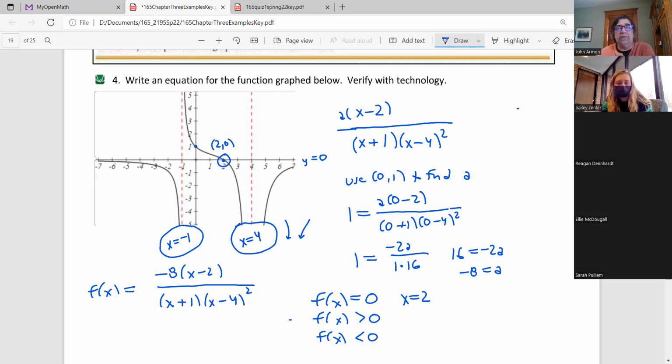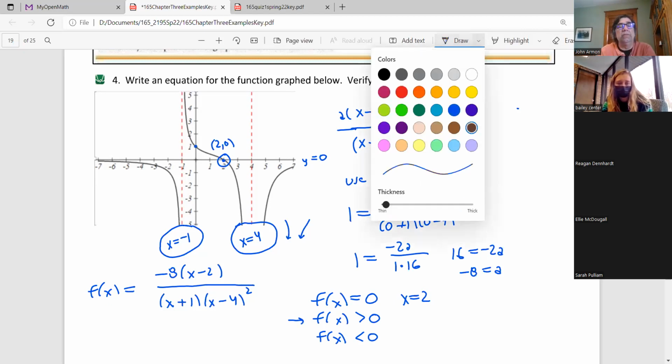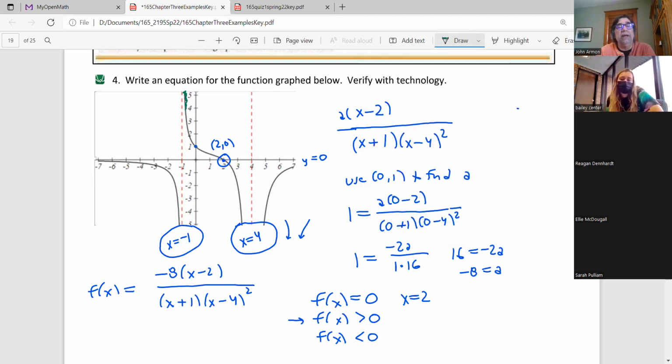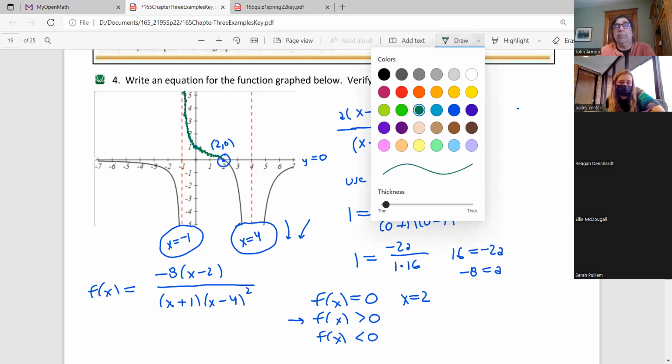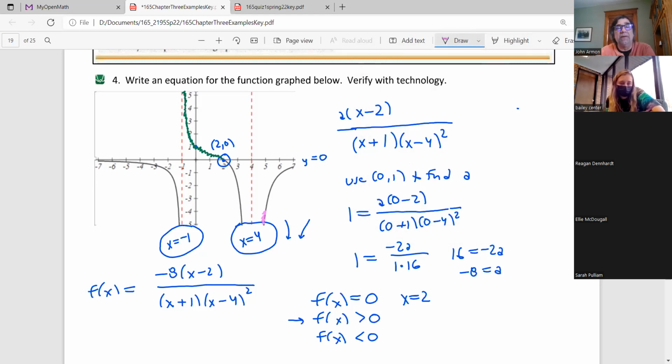Which intervals would, let's do the first one. Where is the graph above the x-axis? Where is the graph below the x-axis? So above the x-axis, let's use a color you can actually see here, green. This part of the graph is above the x-axis. Which part or parts of the graph will be below the x-axis? Here, here, and also here.